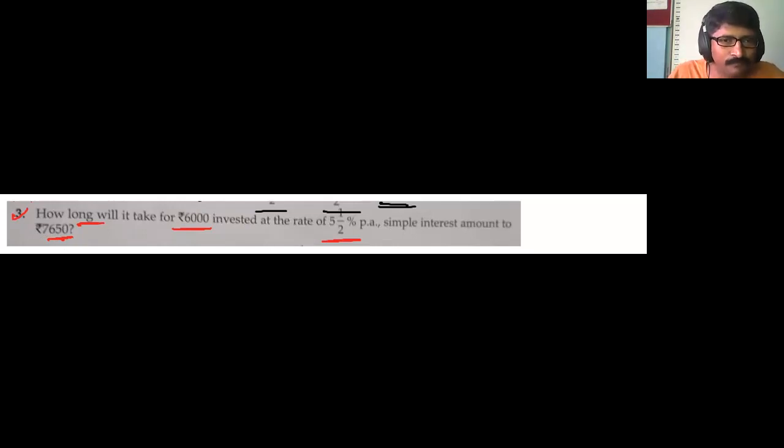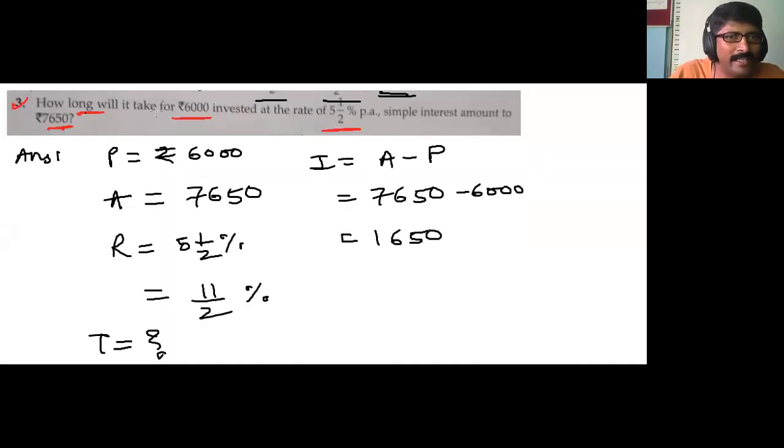So let's write down the given data very carefully. We are supposed to calculate how long will it take. That means time is question mark. For rupees 6,000, that means principal is 6,000. Amount is rupees 7650. So amount is 7650 rupees. Please keep writing the units very carefully. At the rate of 5.5%. So 5.5% can be written as 11 upon 2% per annum.